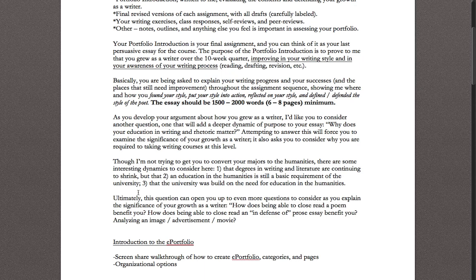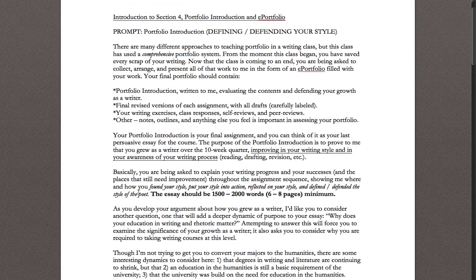Again, we'll return to this section in week 10 when we read a couple essays by a writer named Denby, who talks about the value of the humanities and rhetoric and writing. But for now, you just know that that's maybe your sub goal of the assignment. First, to prove that you've grown as a writer, and then to prove that you understand why that matters. So that's the gist of where we're going now.